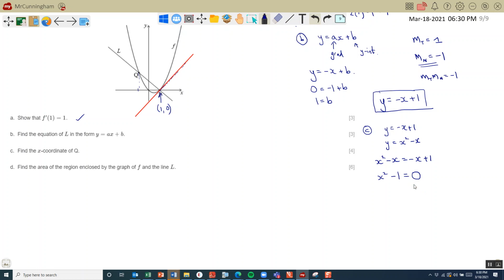Now I'm solving for x. So I'm going to do that by factorizing this. It's the difference of two squares. So x and x. 1 times 1 is 1.